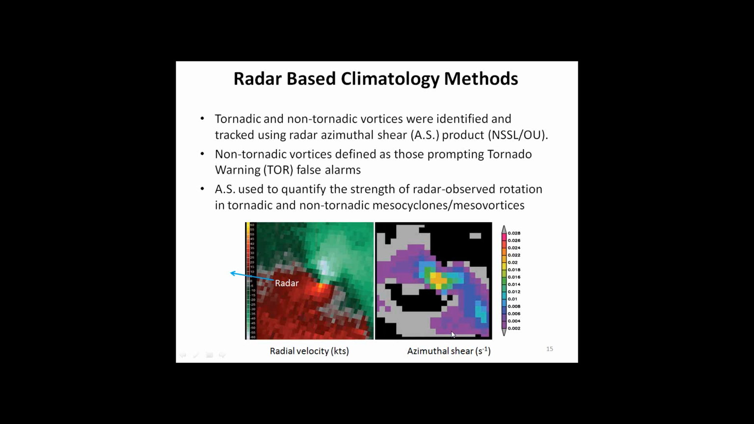We developed a population of tornadic and non-tornadic vortices. It included 95 unique tornadic vortices from confirmed tornadoes, and also 135 unique non-tornadic vortices that were associated with false alarm tornado warnings. So we looked at vortices for which tornado warnings had been issued, but no confirmed tornadoes were found along the path. All these cases occurred in the southeast in high shear environments between 2008 and 2011. The main thing we looked at was, again, azimuthal shear, to quantify the strength of the radar-observed rotation in these vortices.